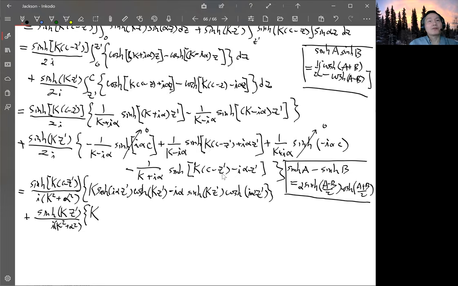So this one minus that one, and so that will give you... this sinh minus that sinh will cancel with this one. So we only have the sinh of i alpha c pi. Okay, so.